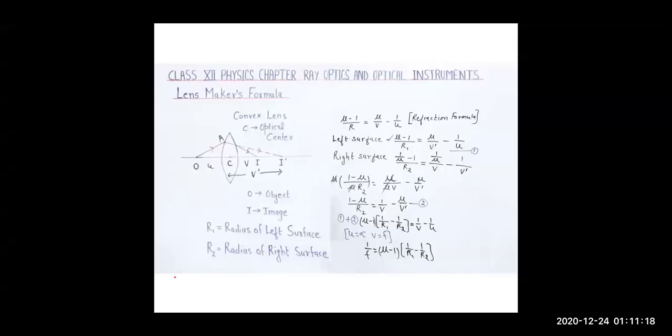Good morning, children. This is class 12th physics, chapter Ray Optics and Optical Instruments. Today we are going to start with the lens maker's formula.